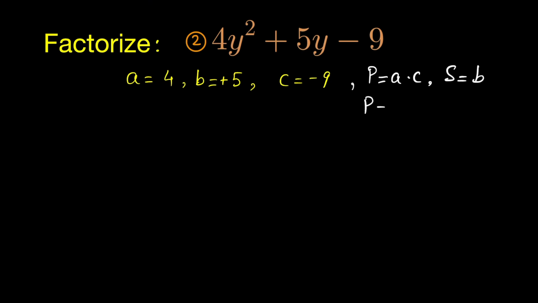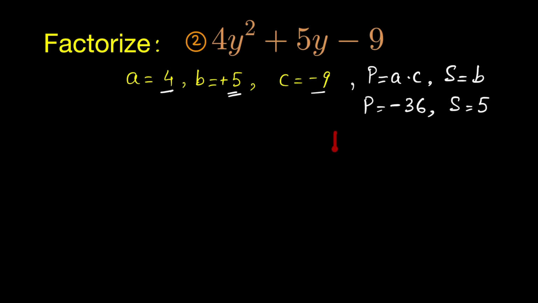So what is the product? The a and c values are 4 and minus 9, their product is minus 36. And sum is b, so sum is 5, so we write here 5. Now we have to look for two numbers which when multiplied give us minus 36 and when added should give us 5. So now we start looking for the numbers.